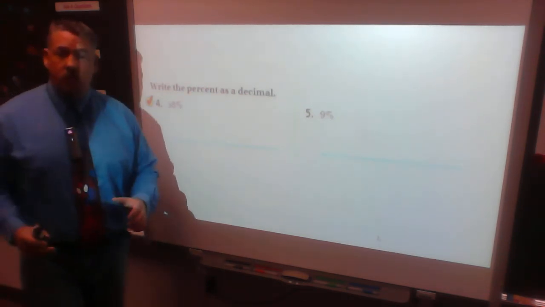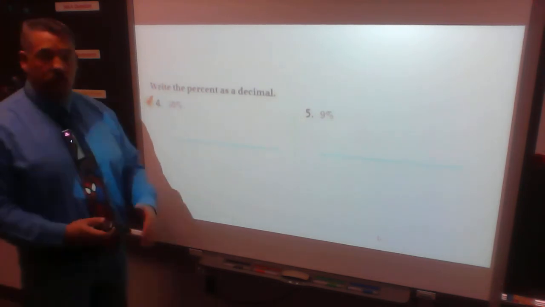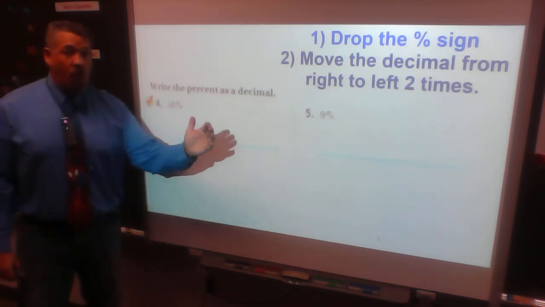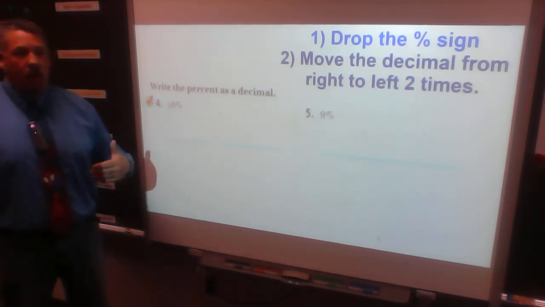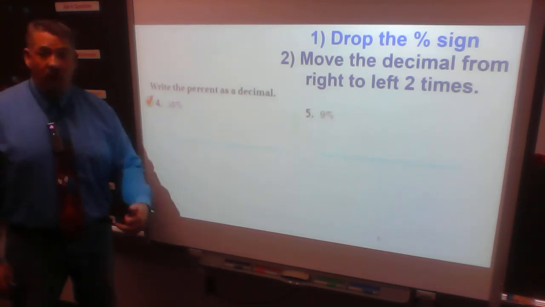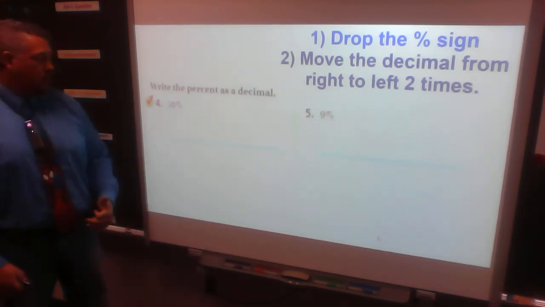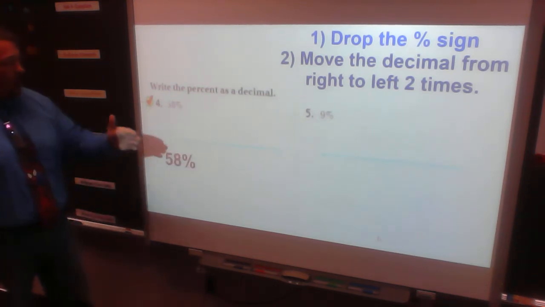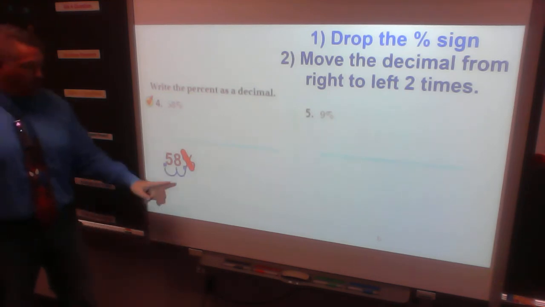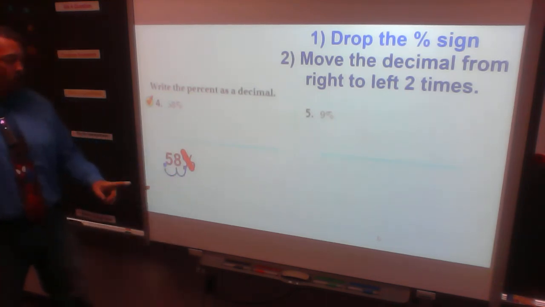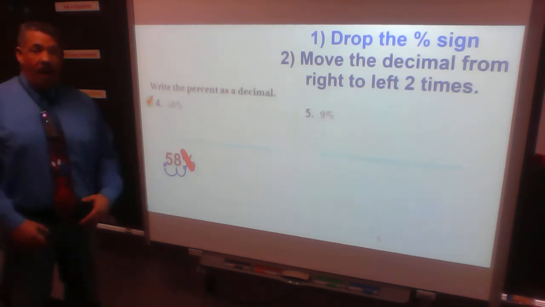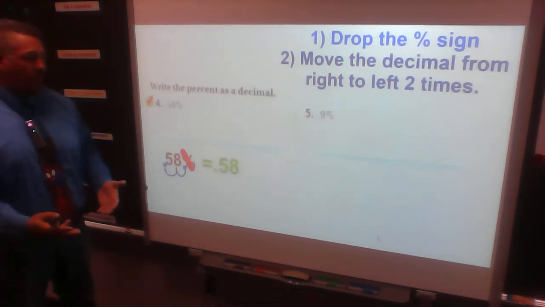I'm only going to show you the shortcut because it works. So I'm going to drop my percent sign every time and then move my decimal every time from right to left 2 times. If there's only 1 digit, I move it twice. If there are 3 or 4 digits, I still only move it twice. So I have 58%, I drop my percent sign, I move my decimal from right to left 2 times. Remember, it always starts at the back if there's not one given. I move it twice, it goes right in front of the 58, so I know I have 0.58 or 58 hundredths.